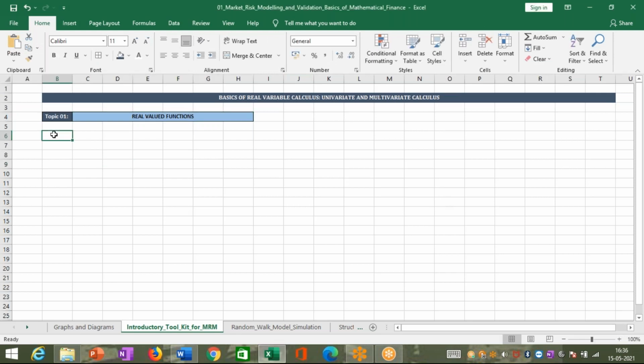So now let us start off with the first function, which is the modulus function, or the absolute value. So let's say this is example 0.